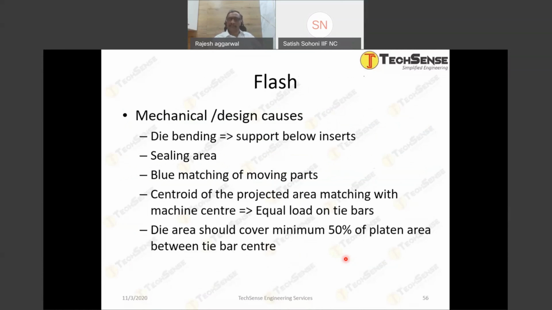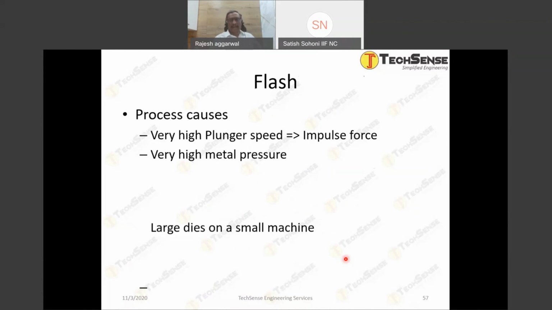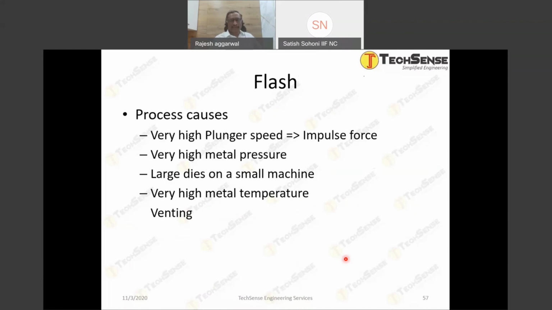Flash again is a defect which may be caused by the mechanical design: the support below the insert, the sealing area, the blue matching, the centroid of the unbalanced load on the tie bar, the centroid of the projected area, or the die area may be too small on a big machine. Other reasons could be very high plunger speed, very high metal pressure, a large die on a small machine, very high metal temperature, or not enough venting. Machine parallelism is also one of the causes of the flash defect.